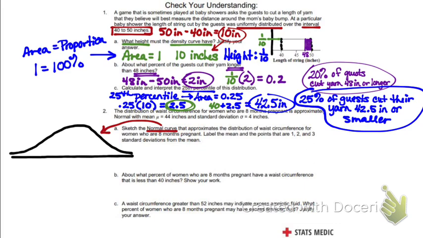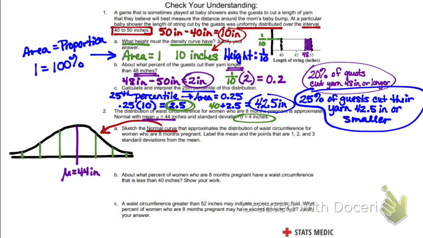The mean goes right in the middle, and we use this Greek letter mu to symbolize the mean. So what I would put right here in the center is mean equals 44 inches. And then we want to label 1, 2, and 3 standard deviations on either side. And I need to label those as well. What did it tell us the standard deviation was? 4 inches. So as I move to the right, I would be adding 4 inches to my mean, and as I move to the left, I would be subtracting 4 inches each time.